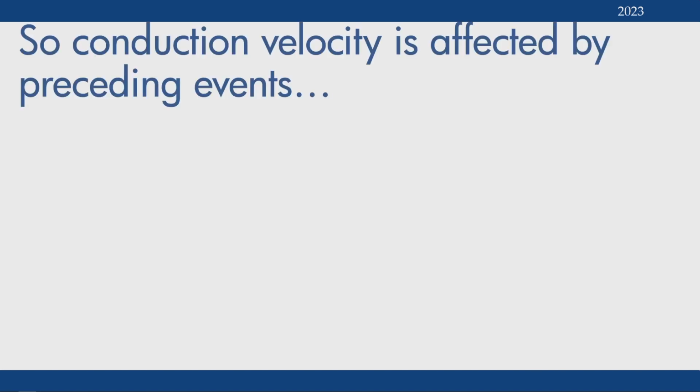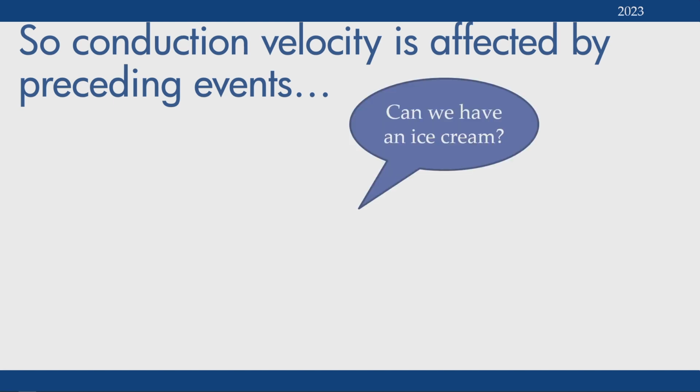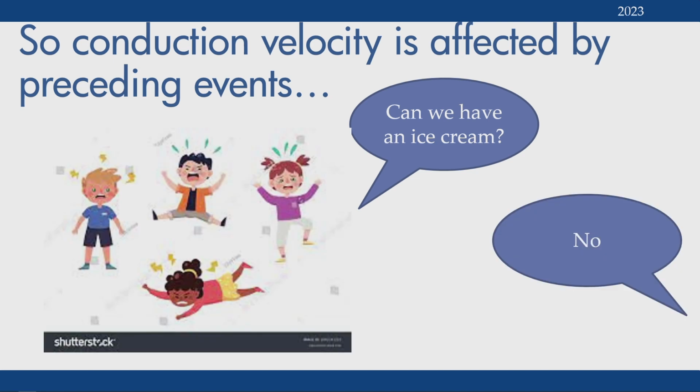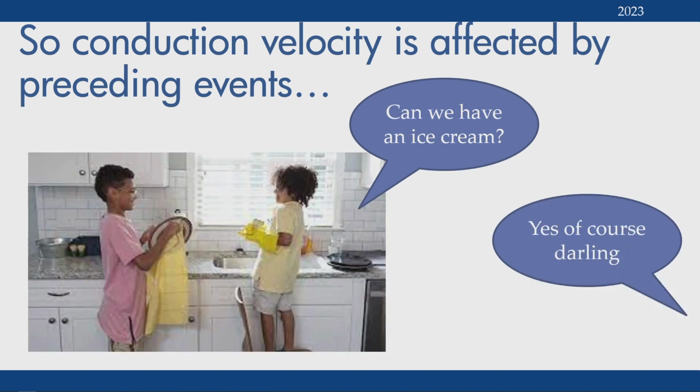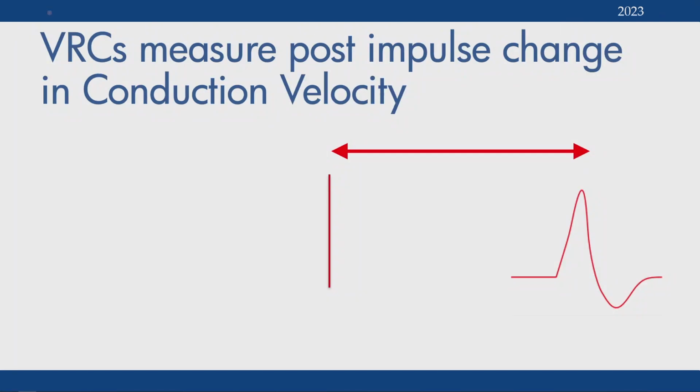And I think the way of thinking of this in general for the velocity recovery cycles is that conduction velocity is affected by preceding events. So linking that to my own life, a question that I'm commonly asked by my children, can we have an ice cream, if this has been the preceding event, then the answer is no. Whereas on the rare occasions where I've seen something like this, it might alter the outcome. And it's essentially the same thing.